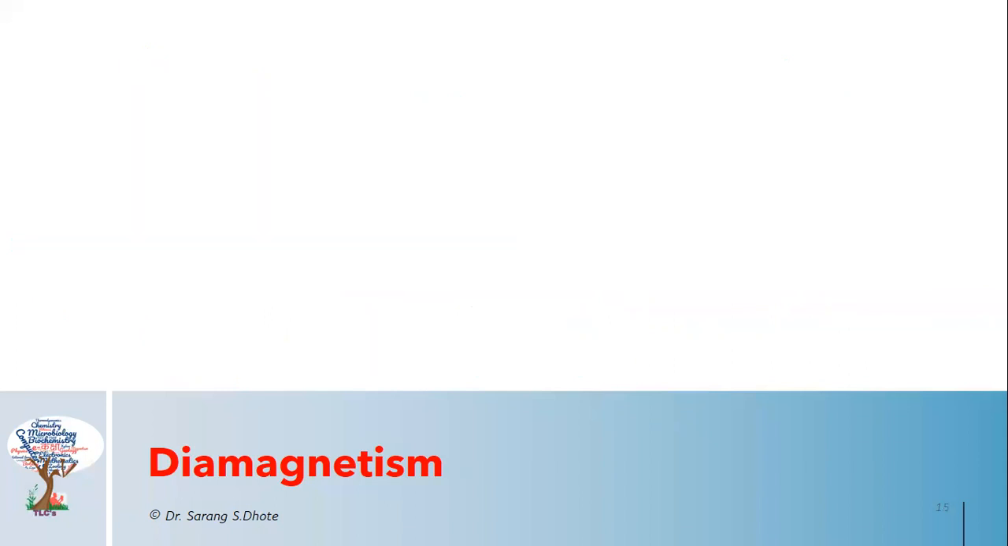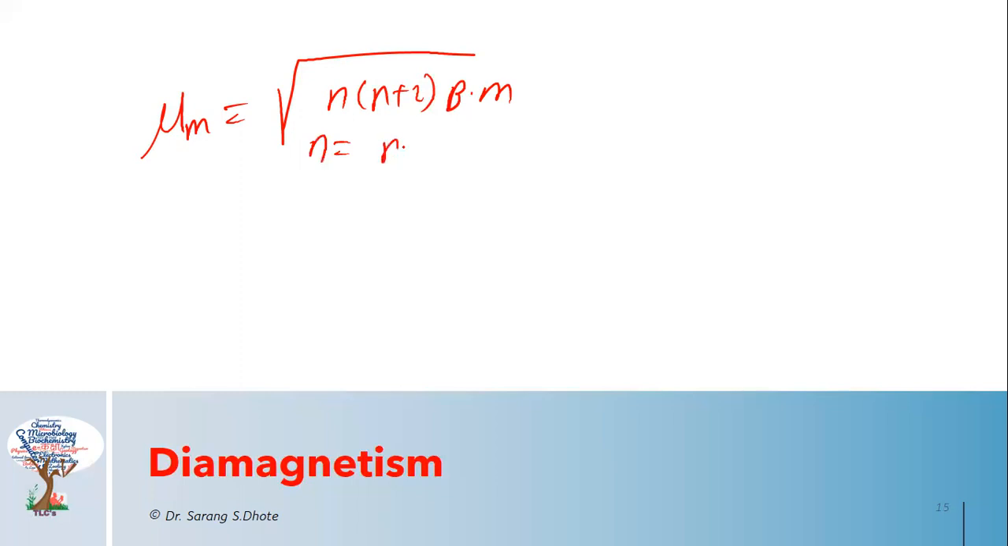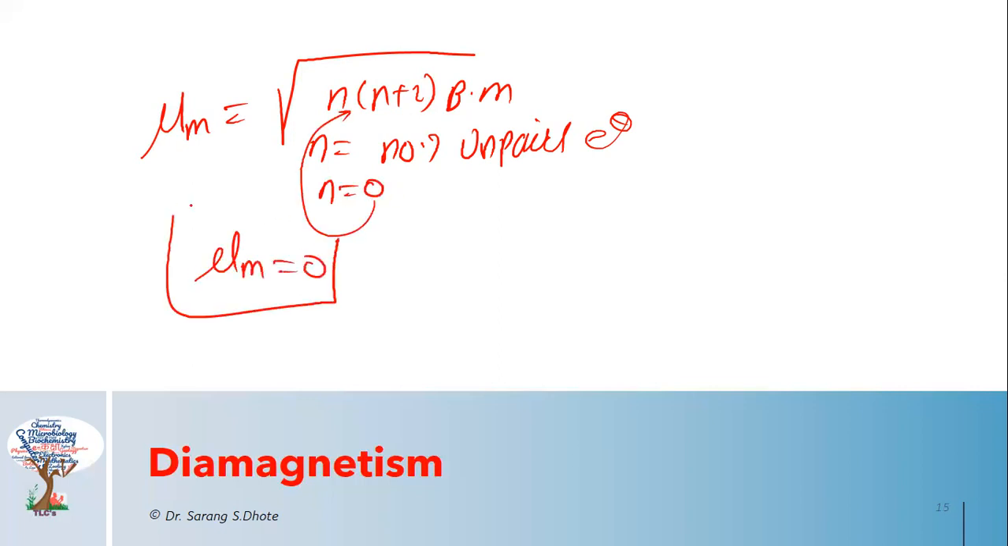How do we calculate the magnetic moment of a diamagnetic substance? The formula is mu = √(n(n+2)) Bohr magneton, where n is the number of unpaired electrons. But in a diamagnetic substance, the number of unpaired electrons is 0, so n = 0. When we put this value in, we get mu also 0. So for a diamagnetic substance, mu is 0, because it contains all paired electrons. So this is diamagnetic.